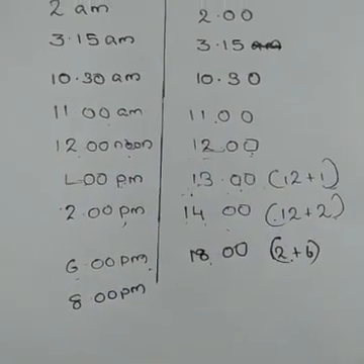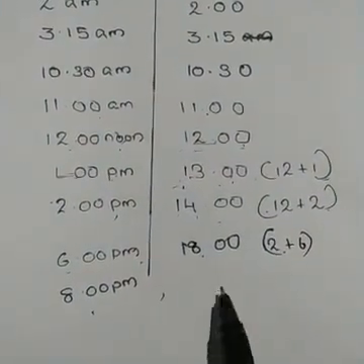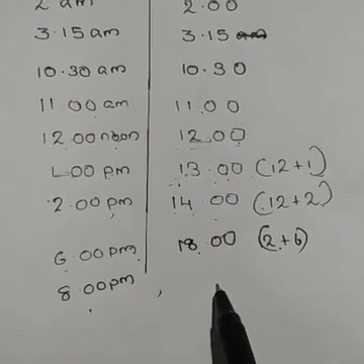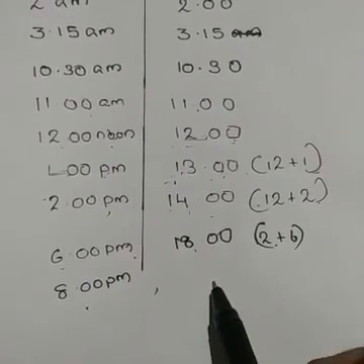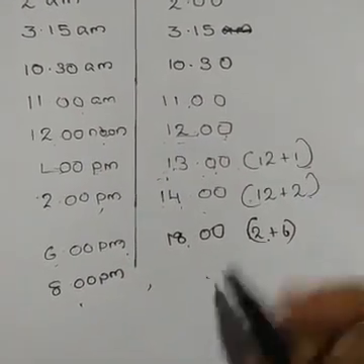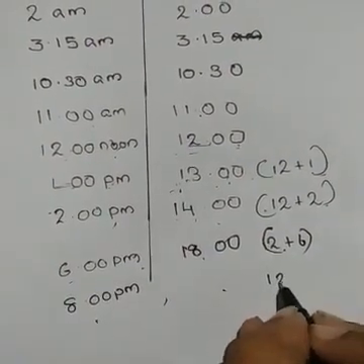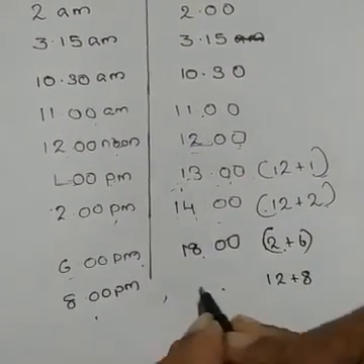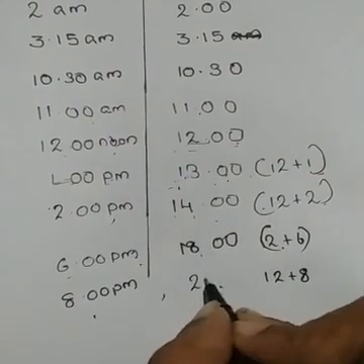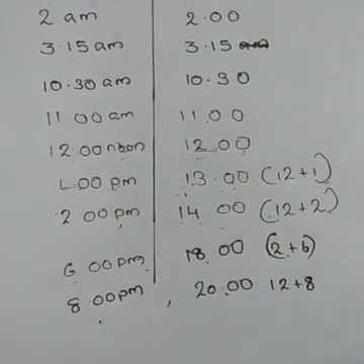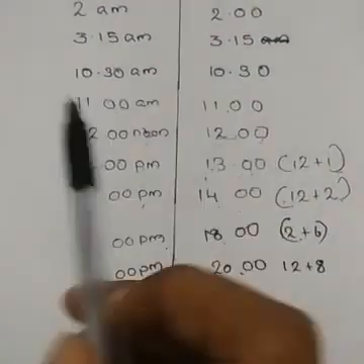What is the equivalent time of 8 PM in railway time? Yes, how can we find? 12 plus 8. What is the answer? 20 hours.